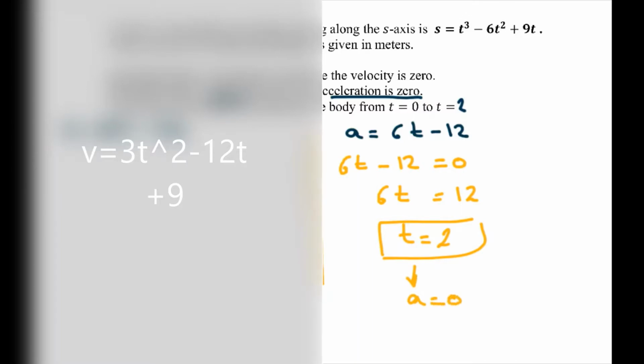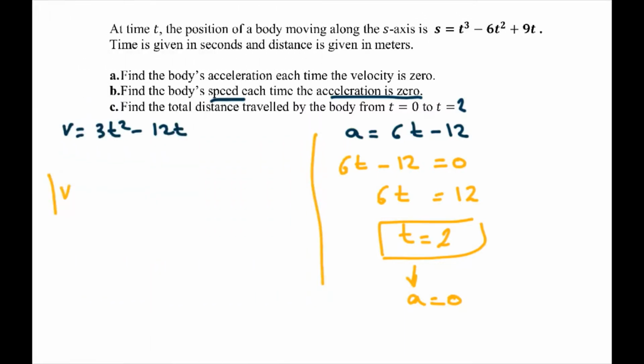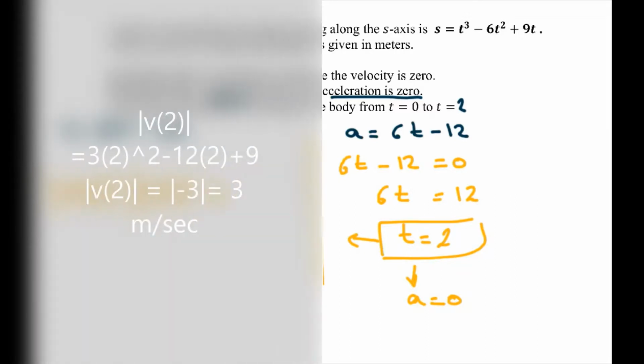Now we need to find what? The speed. Well, we know the speed is basically the absolute value of the velocity at this point. So v(2) equals the absolute value of 3 times 2 squared minus 12 times 2 plus 9, and that's going to equal the absolute value of negative 3. That was 3 meters per second.